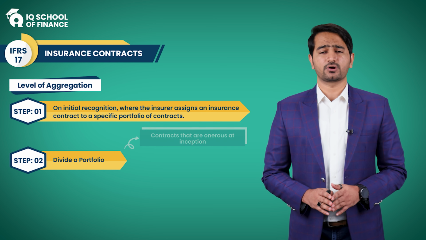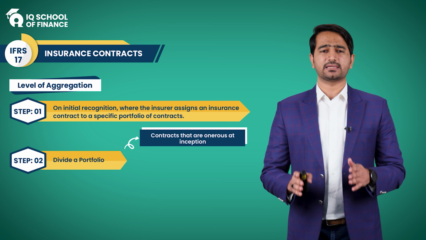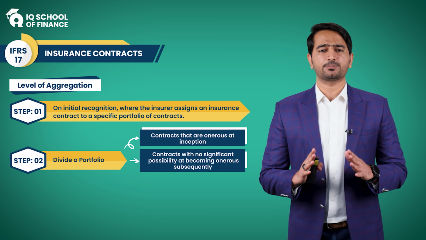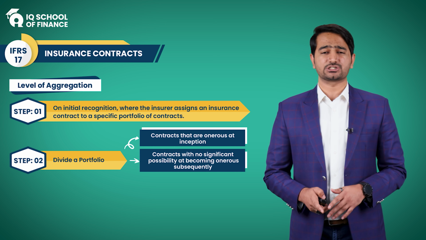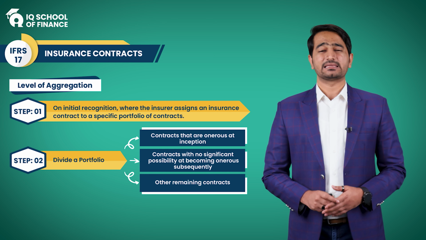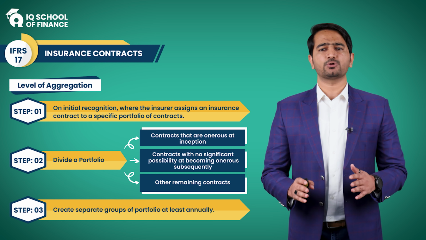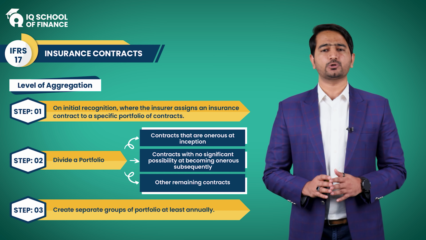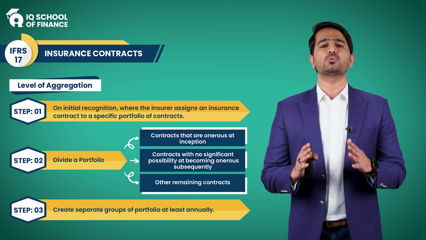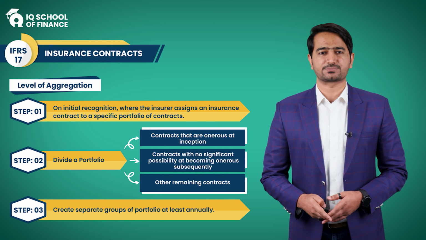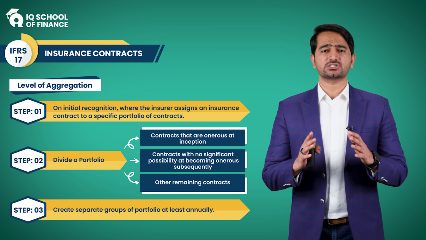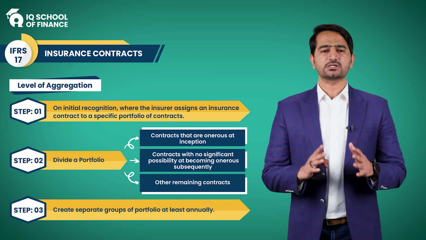These groups are organized as follows. Group 1 consists of contracts that are onerous or loss-making at inception. Group 2 includes contracts that have no significant possibility of becoming onerous subsequent to their initial recognition. And Group 3 encompasses all the remaining contracts. In the third step, it is necessary to form separate groups within the same portfolio at least annually, ensuring that the contracts within the same group are no more than 1 year apart in terms of their inception date. This organization allows for a more detailed and accurate assessment of the contracts' profitability and risk over time.